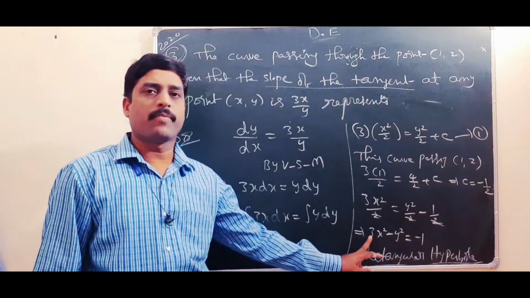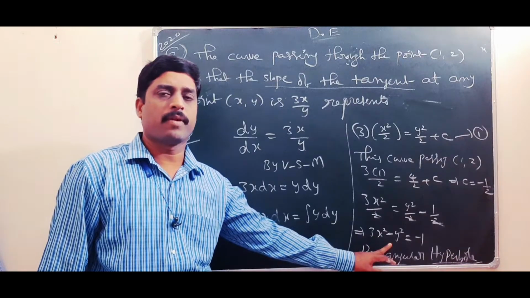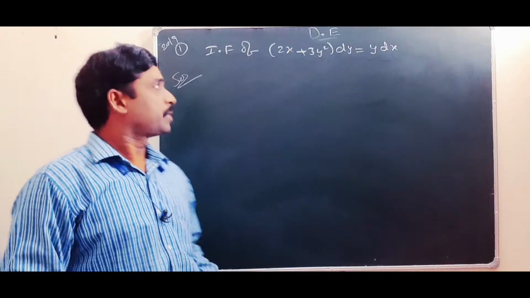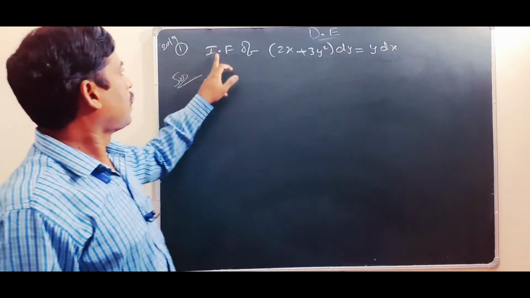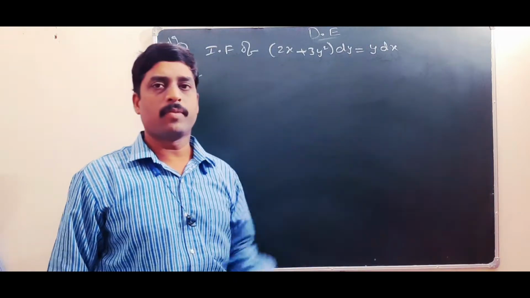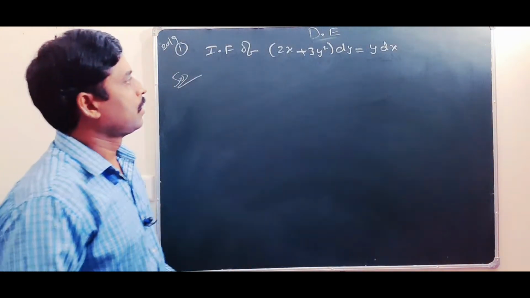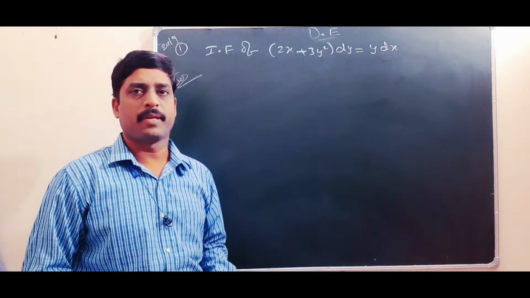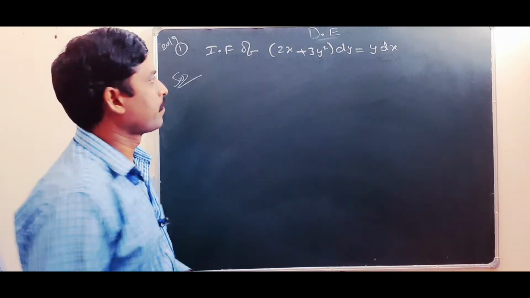This is in the form of x square by a square minus y square by b square equal to minus 1. Let us go to the next problem. This is from 2019. Integral factor of (2x plus 3y square) dy is equal to y dx. So this converts into the form dx by dy plus px is equal to q of y.